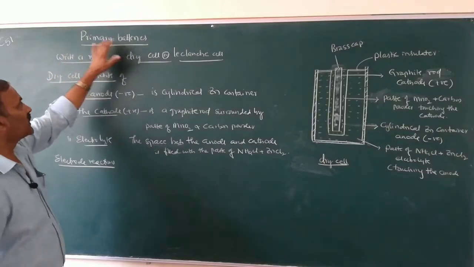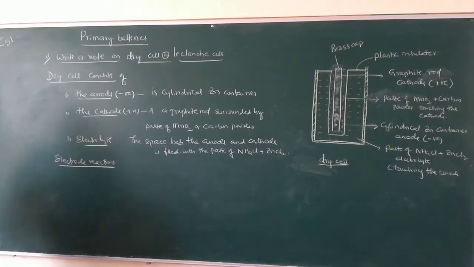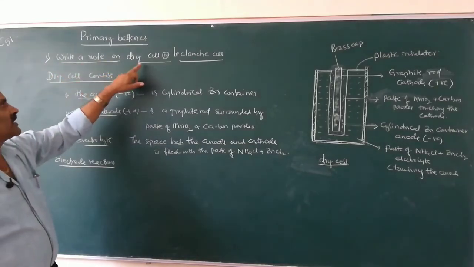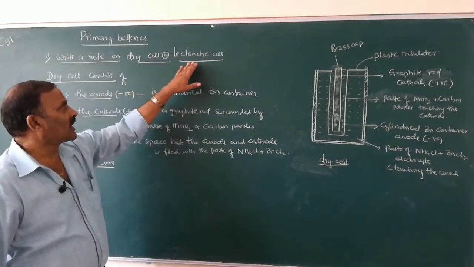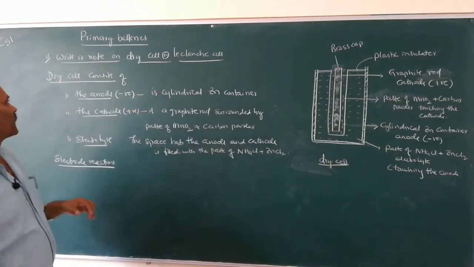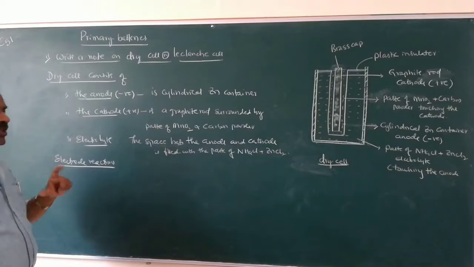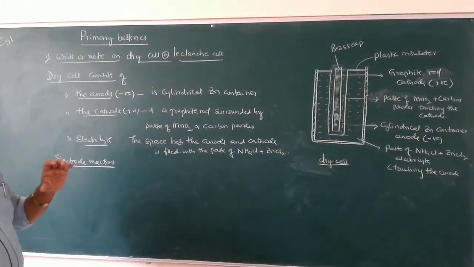Primary batteries. In primary batteries, first we will know about the dry cell. Write a note on dry cell or Leclanché cell. Dry cell, as you know, it is used in torches and in wall clocks, etc.